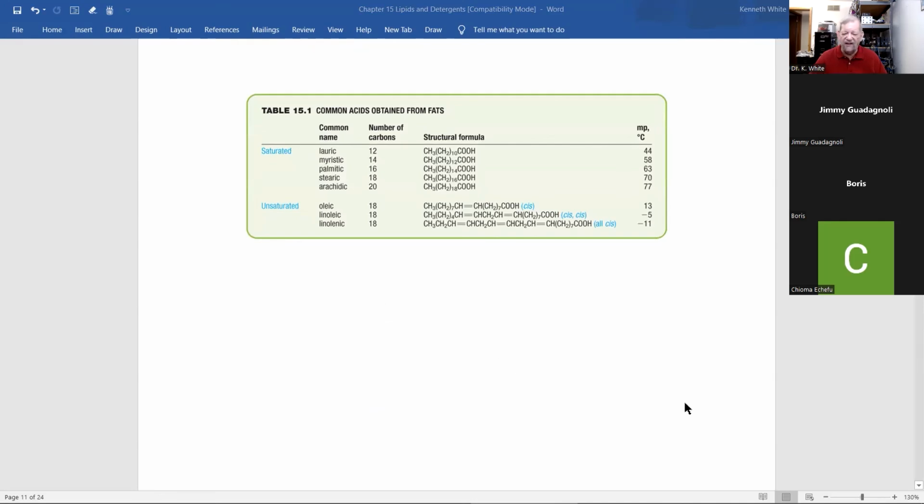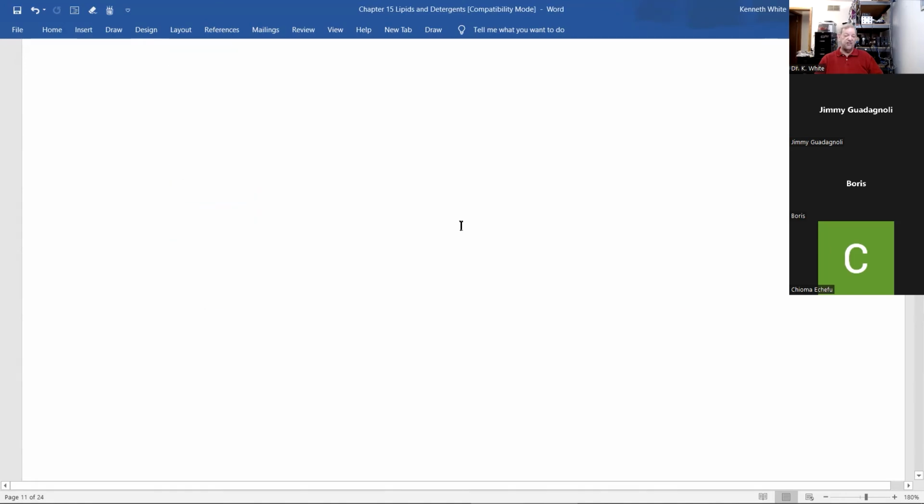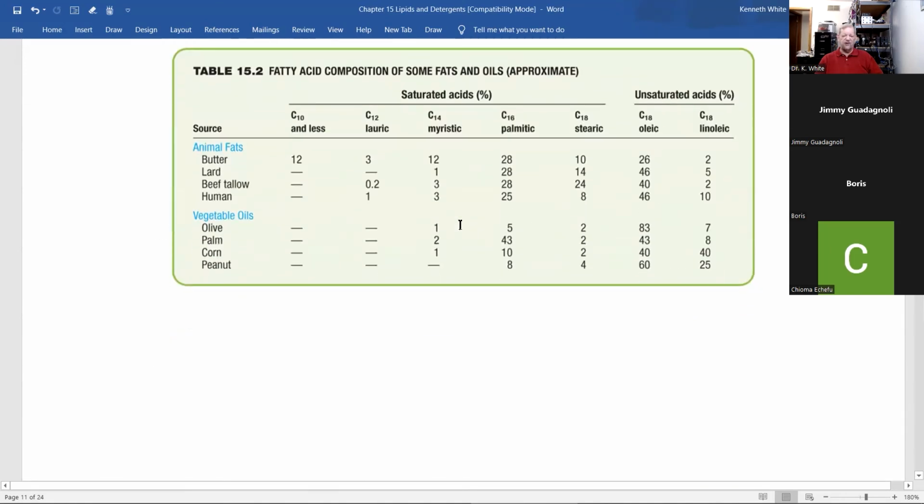Now, here are some of the important ones. Saturated: stearic, palmitic. I've worked with all these. Lauric. Unsaturated: oleic, and here they have cis, it can be trans. Here they have cis-cis, it can be trans or cis for those two double bonds. This will not be on the test, other than you should know the structure of stearic and oleic.